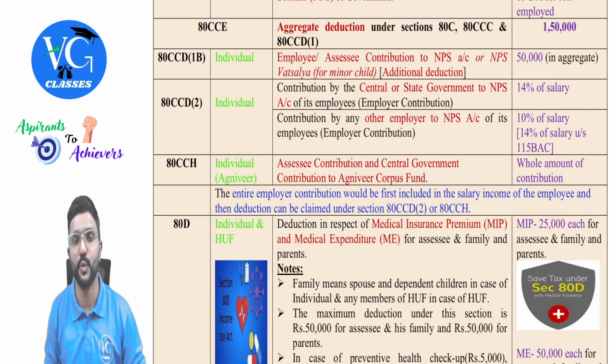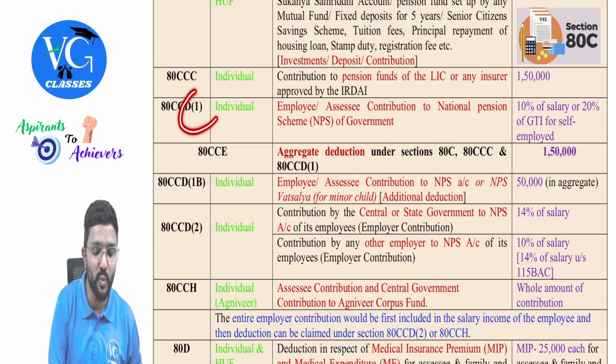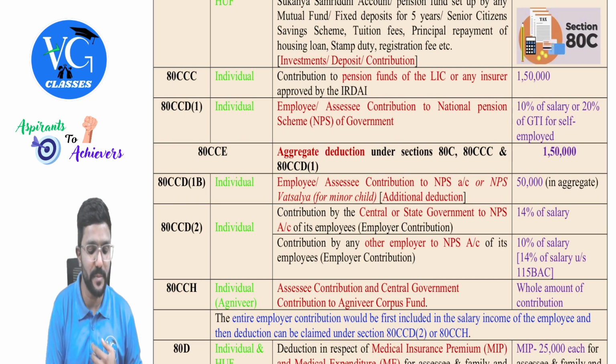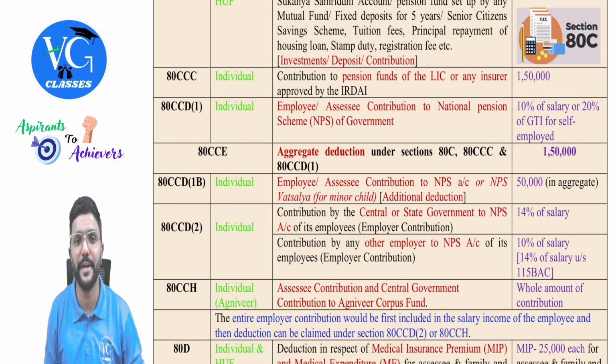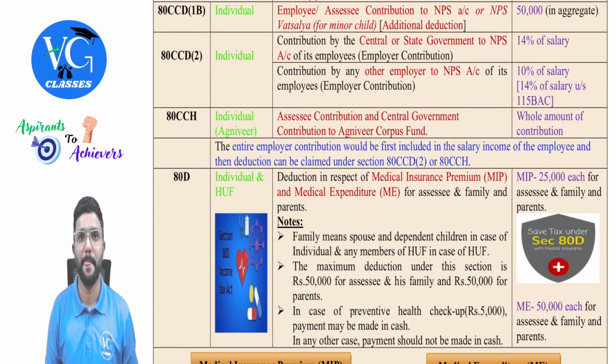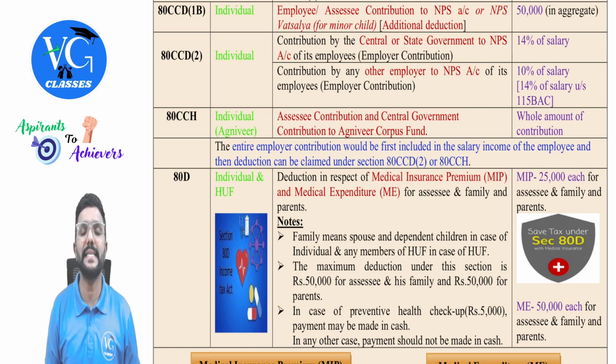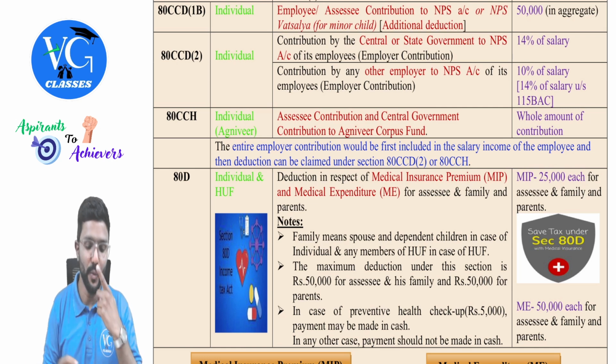Section 80CCD subsection 2. Guys, please be careful. Subsection 1 as well as 1B both talk about assessee contribution, whereas in subsection 2, the second party is coming into play, that is the employer. So employer contribution to NPS account of an employee is allowed as deduction in the hands of employee under section 80CCD subsection 2. How much, sir?